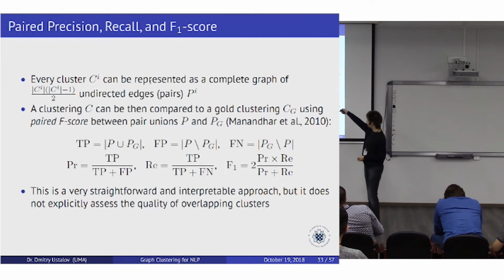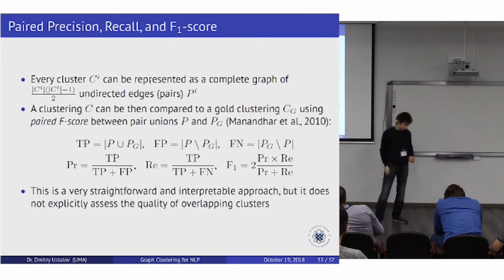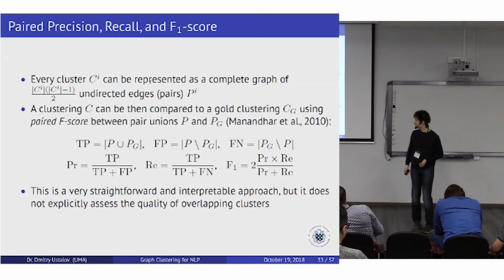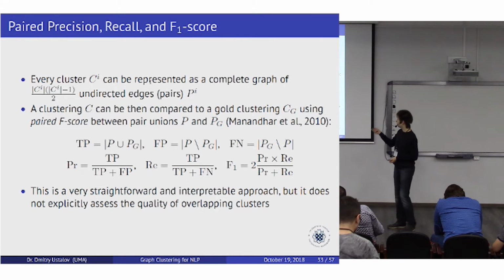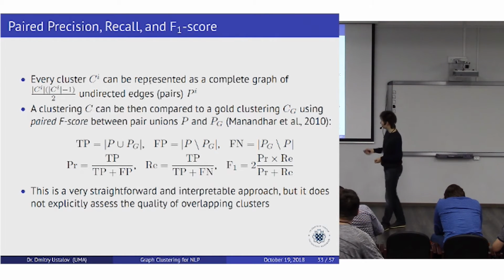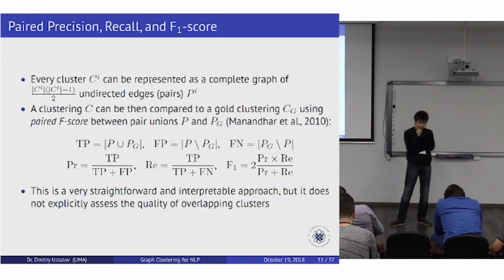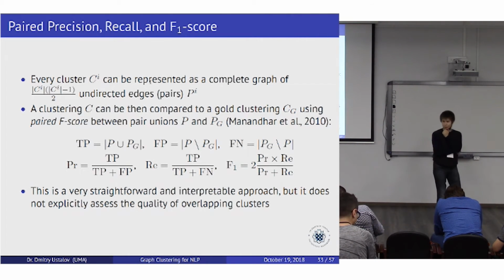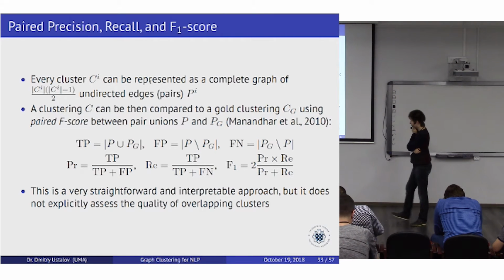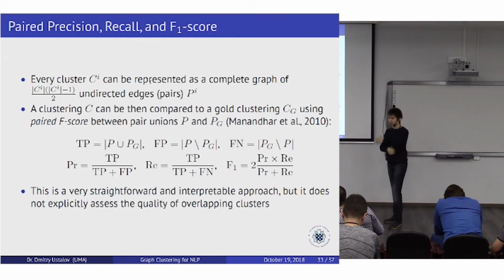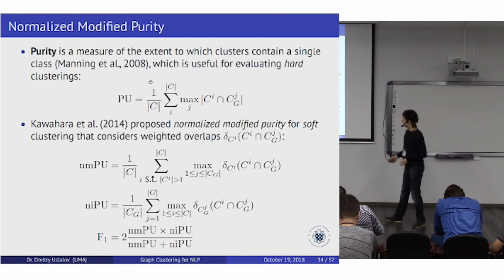Then you compute similarly, well, it's quite classical, right? The number of false positives, number of false negatives. You compute precision, recall, F-score. And this is very straightforward. It can be applied both to hard clustering and soft clustering, but the problem is it doesn't necessarily evaluate the goodness of soft clustering because it's implicit. However, it's a proxy to the results.